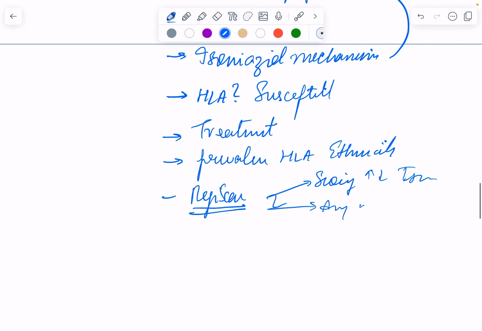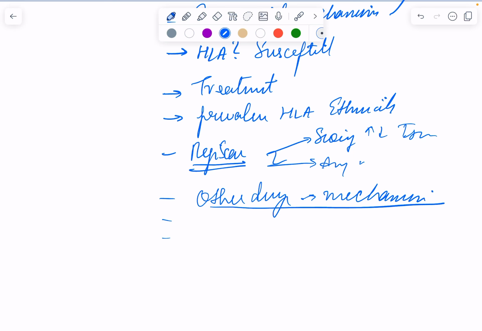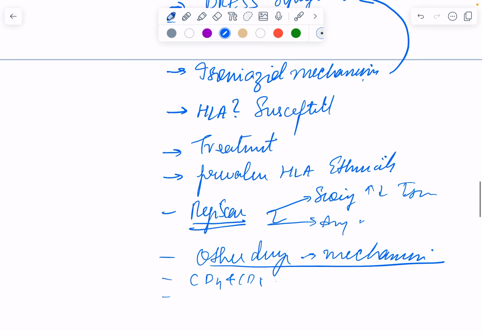As you keep reading, you'll find so many subtopics. What about the other drugs? What are their mechanisms? Please mention them. Don't stick to only isoniazid. Just give a small idea behind it. What is the mechanism? It's usually CD4 and CD8 cells. Once you make these headings, look under each heading for something relevant.